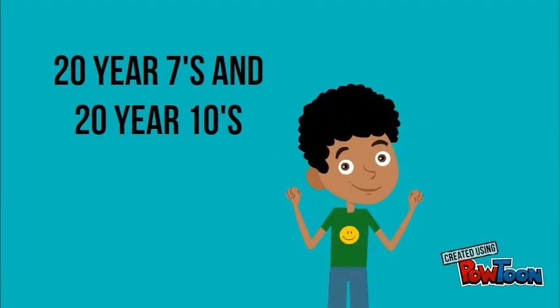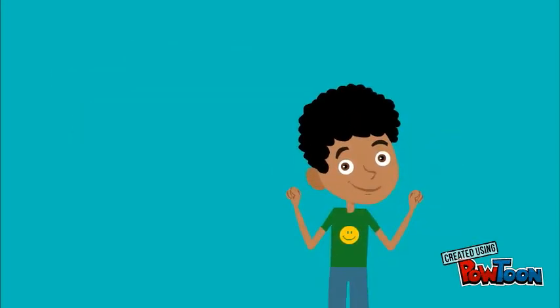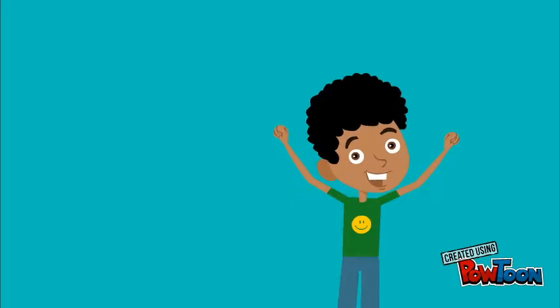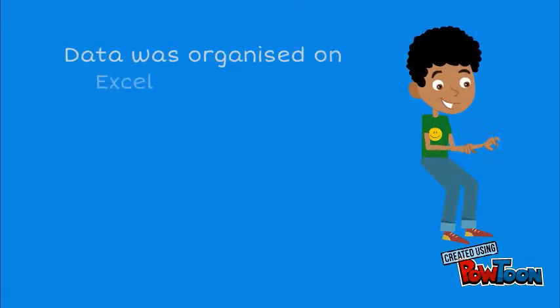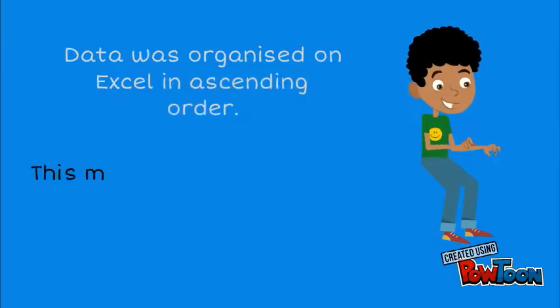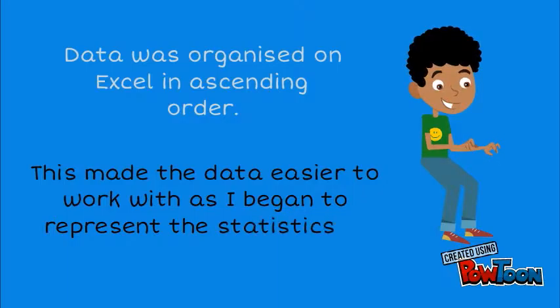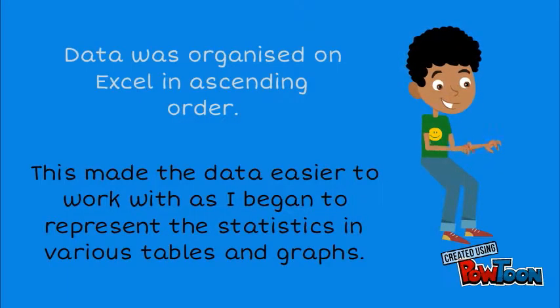This allowed me to eliminate any unrealistic outliers, such as a student that was receiving 17 hours sleep on a school night. It also allowed me to divide the data into two separate groups of 20 Year 7s and 20 Year 10s. The data was then organised on Excel in ascending order. This made the data easier to work with as I began to represent the statistics in various tables and graphs.